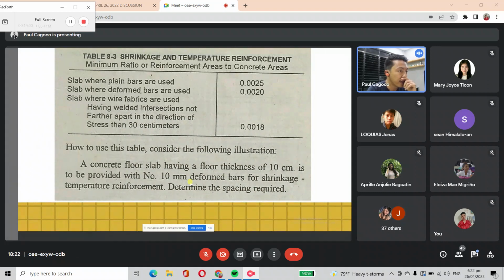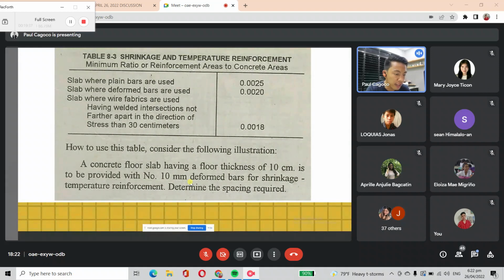So, naa tay example. So, this is the minimum ratio of reinforcement areas to concrete areas. So, ang atong isolve is ang spacing sa temperature bars. So, slab where plain bars are used, we will disregard the other, we will just use a slab where deformed bars are used. Kaya ang atong gigamit nga mga kabilya diri are deformed bars. So, we don't use plain bars. We don't also use wire fabrics. So, we only use deformed bars. So, magamit lang ta sa ratio nga 0.0020.